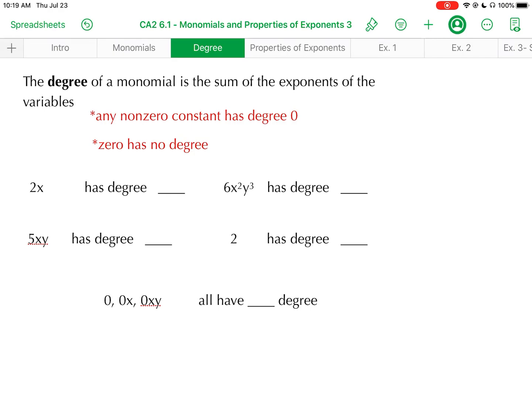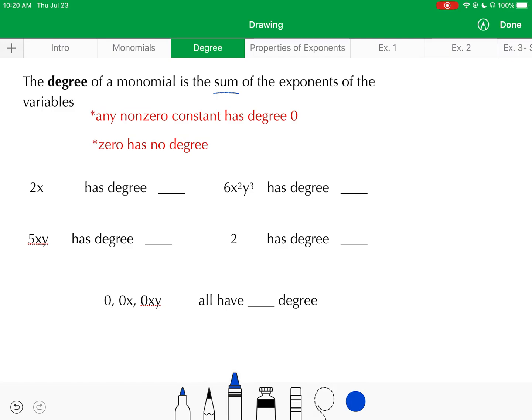Now, every monomial has a degree associated with it. And this is nothing more than the sum of the exponents of the variables. So of course, sum implies addition, right? We have to add the exponents on all the variables up to find the degree. If your monomial is a non-zero constant, then it has a degree of 0. And the number 0 itself, it's kind of its own special case. 0 has no degree, all right?